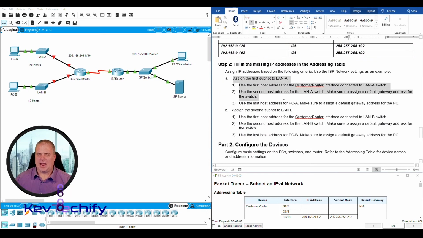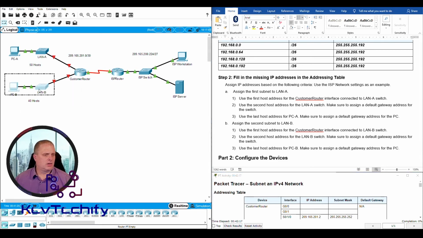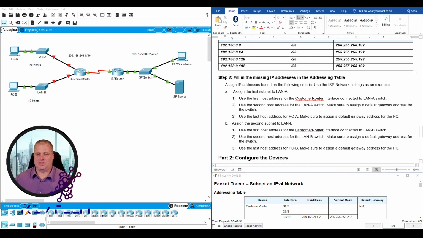Okay, we took care of A here. On to B. Assign the second subnet, and that would be this one, 192.168.0.64, to LAN B. LAN B, once again, is down here on the bottom left of our network. This is LAN B right here. It includes up to that interface on that router, because once again, this is our default gateway. So assign the second subnet, that's our .64 network, to LAN B.